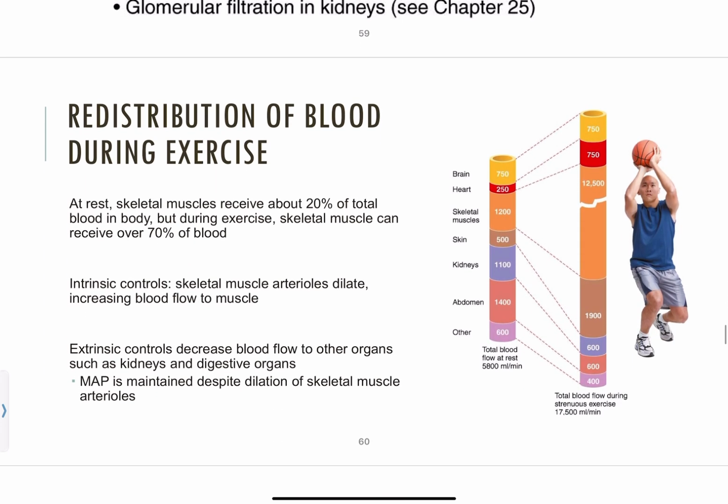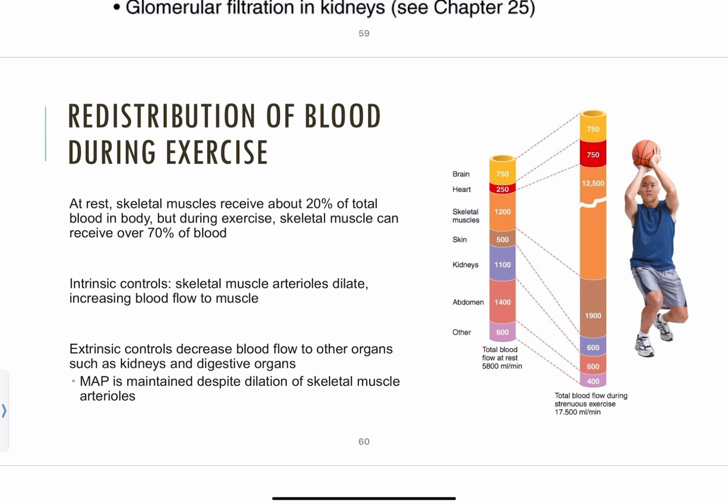We've mentioned this a couple times now, but this is showing you how blood is flowing during exercise. This is actually a really good example of redistribution. At rest, your skeletal muscles only get about 20% of your total blood flow. But during a workout, they can take almost 70% of your entire blood volume. And this is because we have intrinsic controls that are causing muscle arterioles to dilate, which is increasing the blood flow to those active tissues.